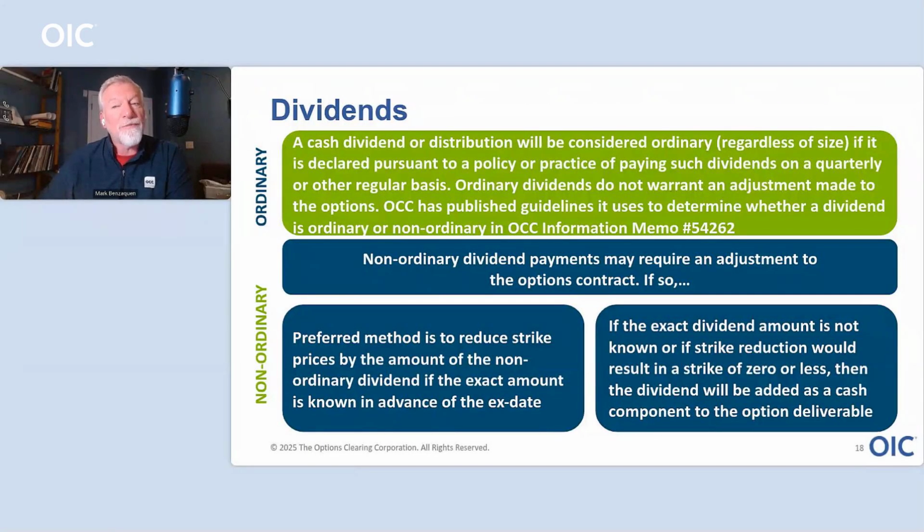Non-ordinary dividends is something that we do get asked about a lot. Dividends are paid on a regular basis, both ordinary and non-ordinary. And I should also stipulate that just because a company says we're issuing a special dividend or a non-ordinary dividend payment, the company isn't the one that makes that determination. OCC and another entity called the DTC, Depository Trust Corporation, are the two organizations that determine whether or not that dividend meets criteria and requires an adjustment or not.